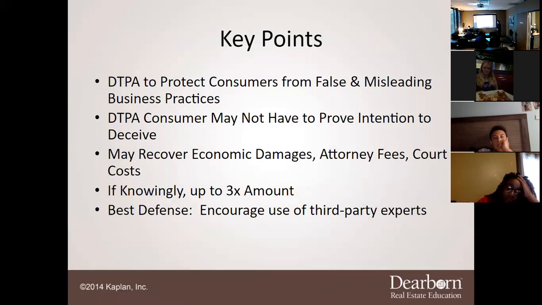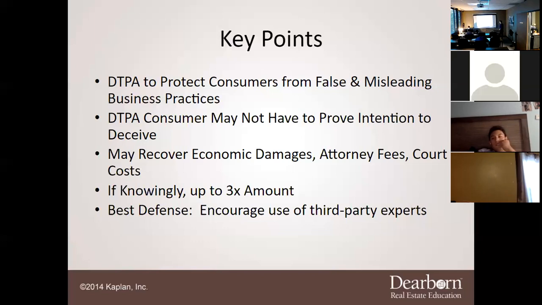Okay, so key points. DTPA is to protect consumers. Remember, it's not to protect agents, it's consumers from false and misleading business practices. You will be asked that on the real estate exam, I can guarantee that. You will be asked, what does DTPA protect: consumer or agent, broker, something like that. Consumers, it's to protect consumers.